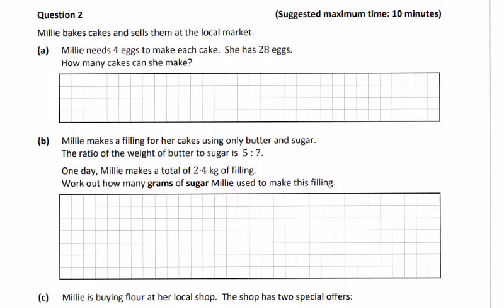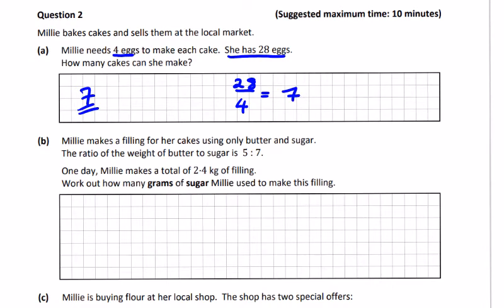Question 2 starts nice and easy. Millie needs 4 eggs to make each cake, and she has 28 eggs. How many cakes can she make? Now, you could just write 7 here, but show your work. 28 divided by 4 is equal to 7. That's where you're getting it from.